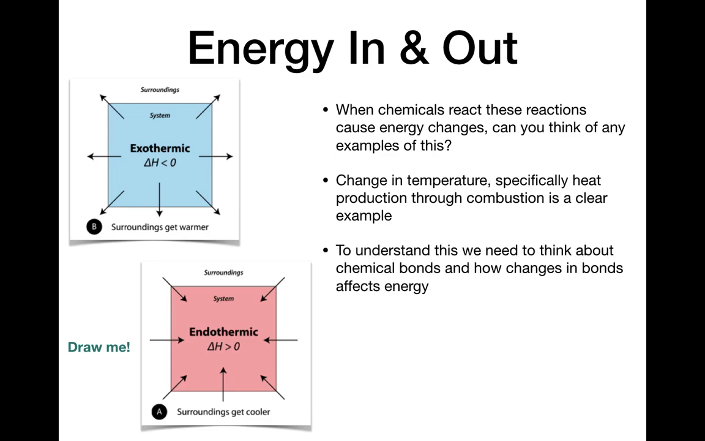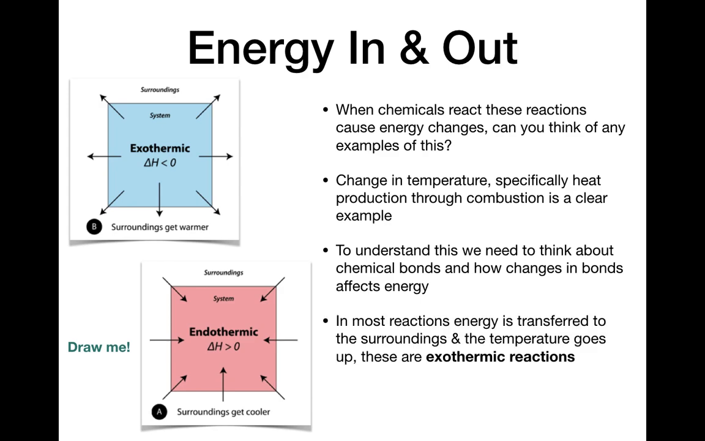And the way to understand how energy is changing when chemical reactions are happening is to think about how chemical bonds are formed, how they're made, how they're broken, and how changes in bonds are going to affect energy. So we're going to do something called bond enthalpy in this unit and look at the energy in chemical bonds and how much energy is released when they're broken, how much energy is used to make them, that kind of stuff.